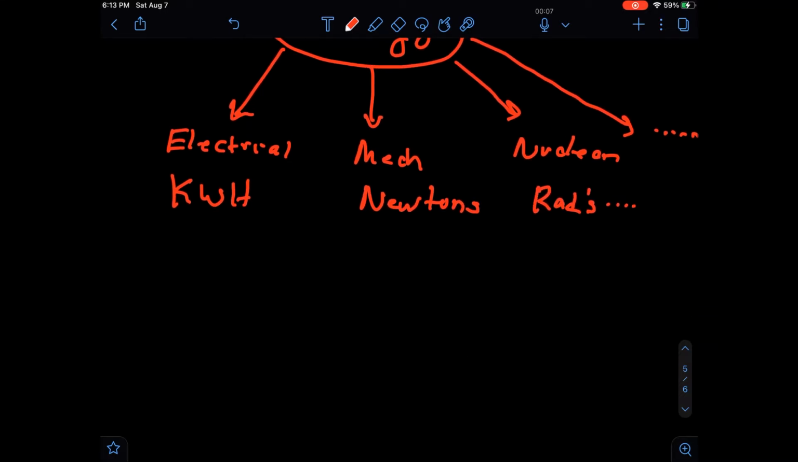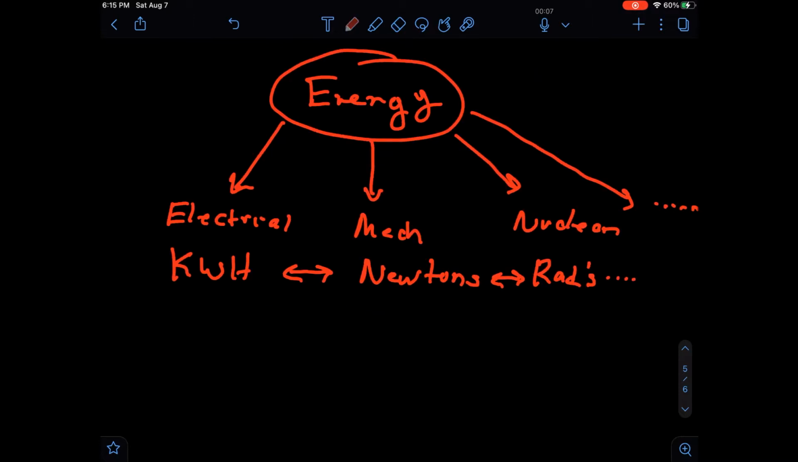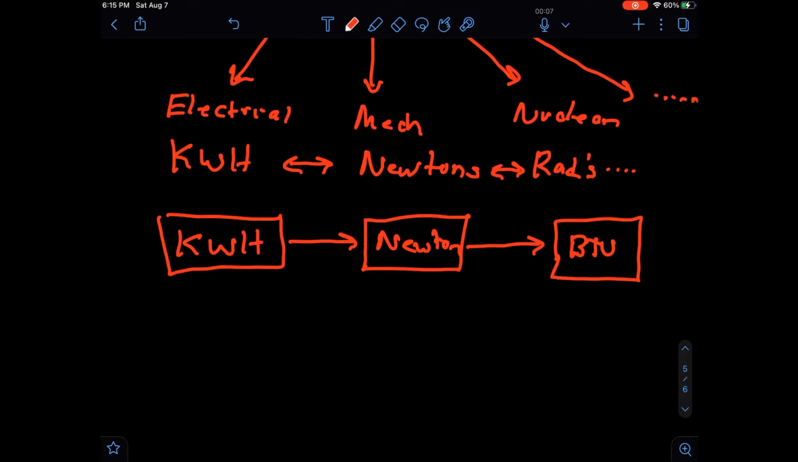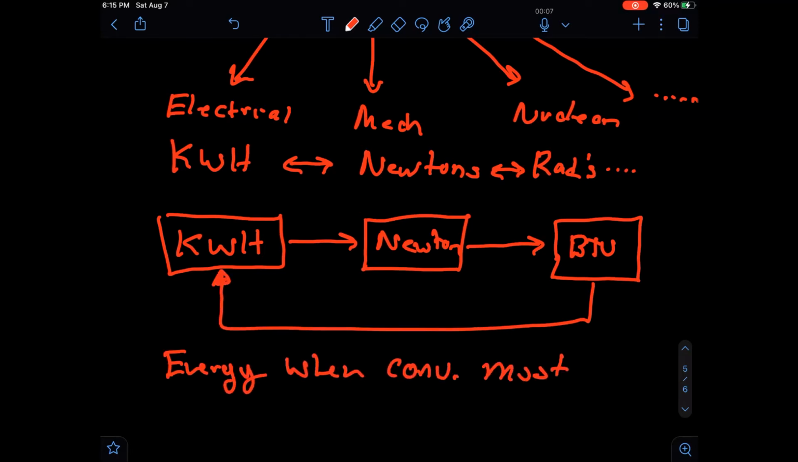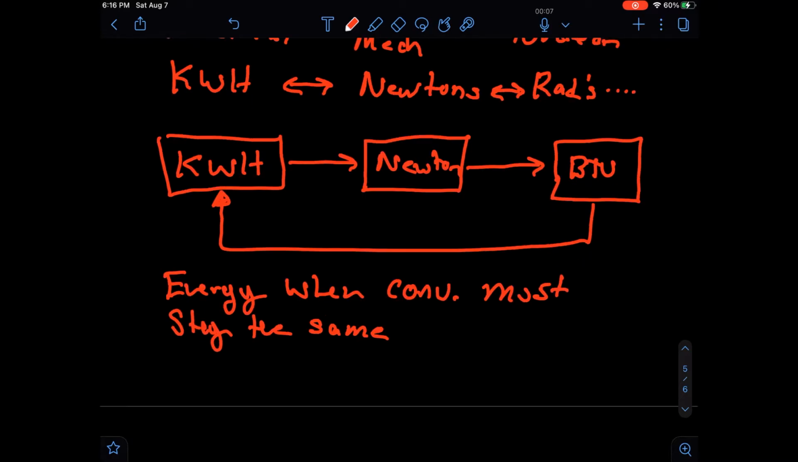So the key here is between any of the different types of energy, I can go back and forth when I convert it, and it doesn't change the amount of energy that I have. So if I have kilowatt hours and I go to newtons, I can go back to BTUs, and then when I go back to kilowatt hours, I'll always end up with the same amount of energy that I started with. In the energy conversion process, I can't magically create or destroy energy.